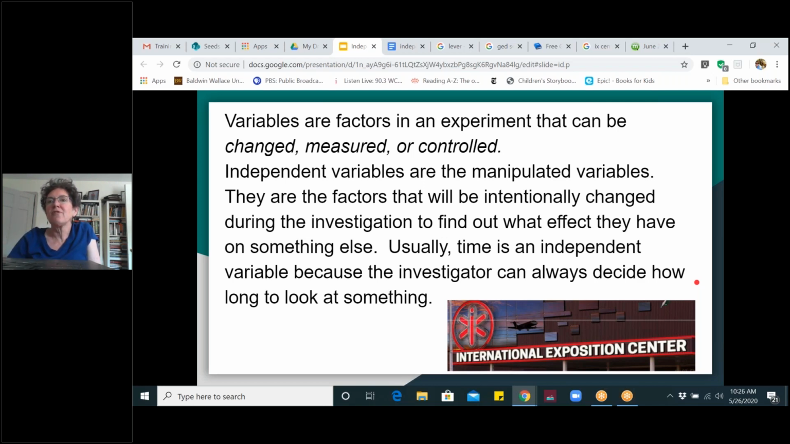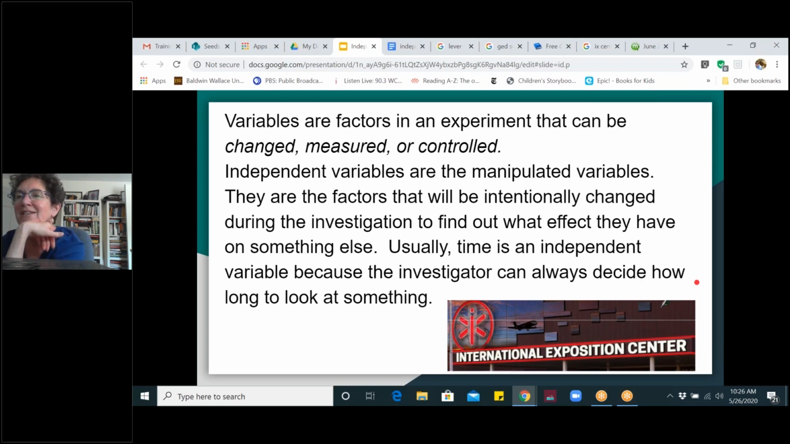They are the factors that will be intentionally changed during the investigation to find out what effect they have on something else. And then this final sentence is critical. Usually, time is an independent variable because the investigator can always decide how long to look at something.